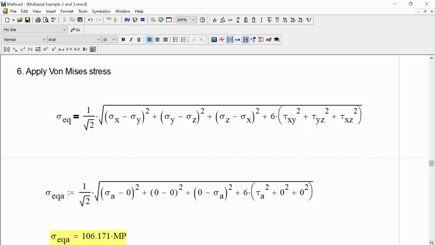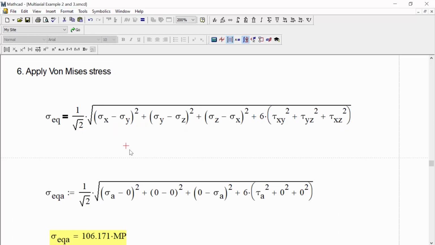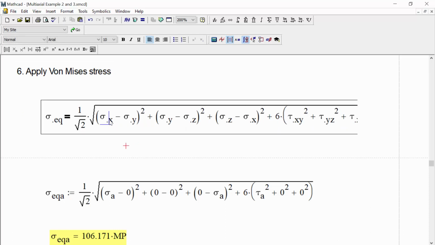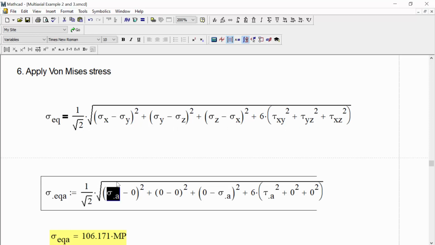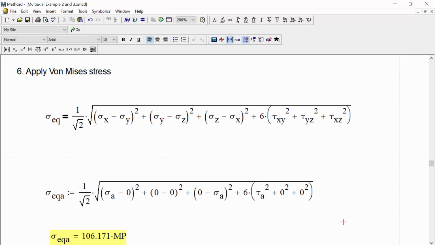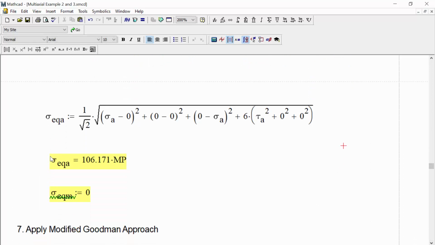Now that we have the normal stress and the shear stress amplitudes, we need to take those two stresses and find a single equivalent stress. So we're going to apply the von Mises stress equation. We're going to take the full form of that equation and replace sigma x with sigma a, which is the normal stress, and replace tau xy with tau a, which is the shear stress. And all of the other stress terms we're going to set equal to 0. When we do that, we find that the von Mises stress amplitude is equal to 106 megapascal.